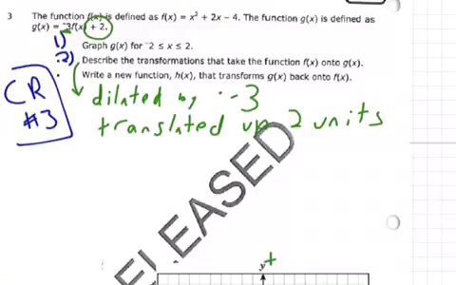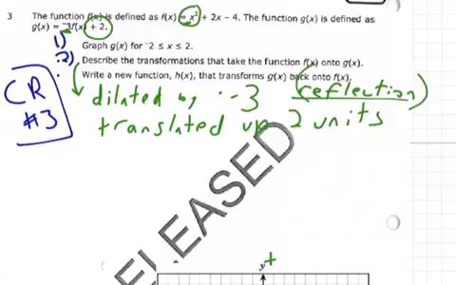But I want you to see something. Whenever we multiply by negative 3, that's going to make that lead coefficient for the x squared a negative. So that's also going to be flipping it, or reflecting it. So we could also say on the dilation part that that is also a reflection. And this would be a decent answer.